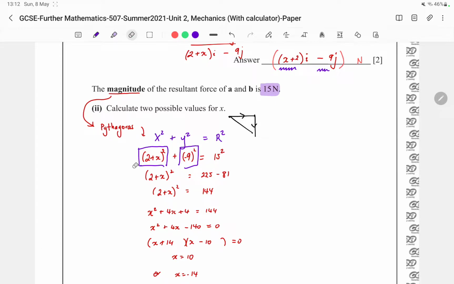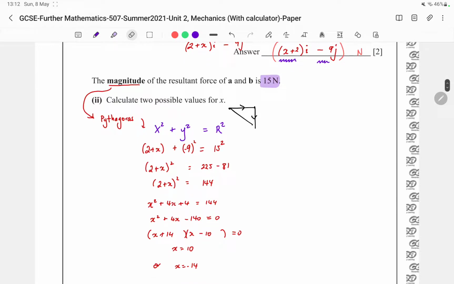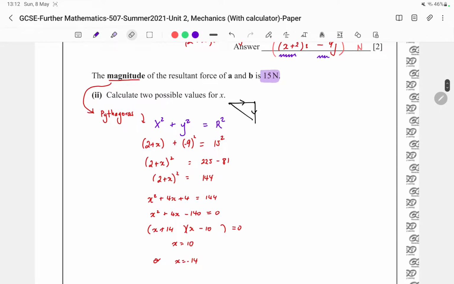Then it's just a matter of multiplying out our brackets and getting a quadratic that we can factorize and solve. So when we multiply out (2 plus x) squared and then bring everything over to the one side, we factorize. Our two solutions are x is 10 or x is minus 14.